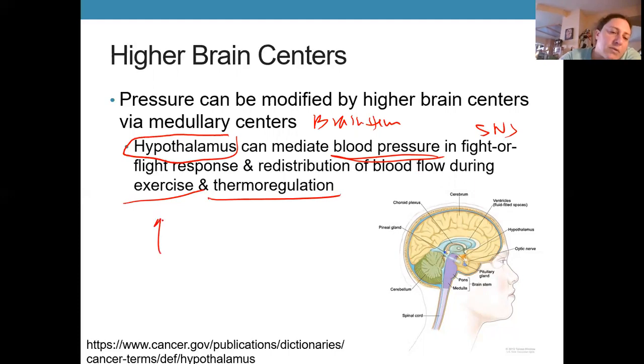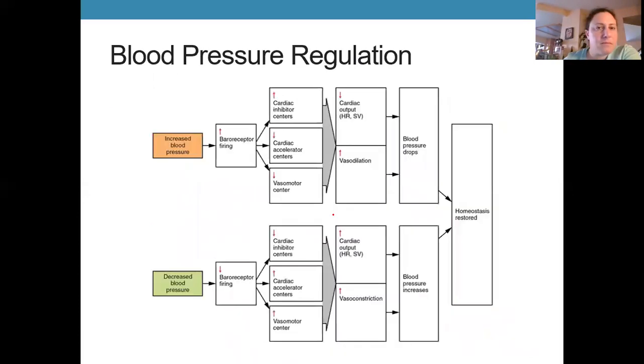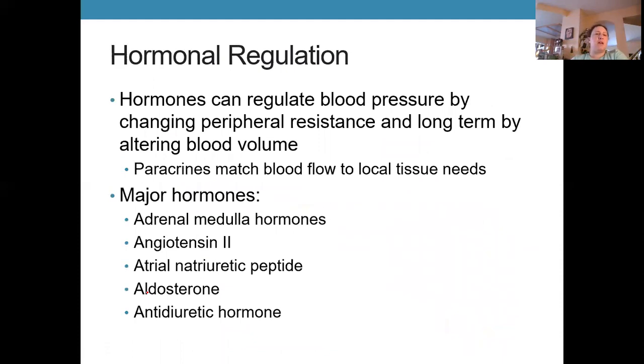During exercise, we're of course going to increase blood flow to skeletal muscle and the heart and the lungs. And with thermal regulation, it depends on whether you're hot or cold, but we're going to change the amount of blood flow to the skin. We have these nice flow charts that show you how this works. You can see increased blood pressure is going to have these effects, and decreased will have these effects. Pretty much what I said, but in a nice flow chart.